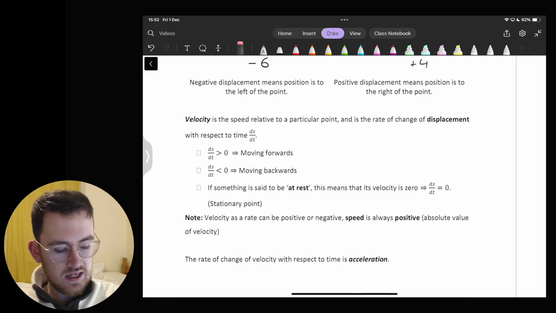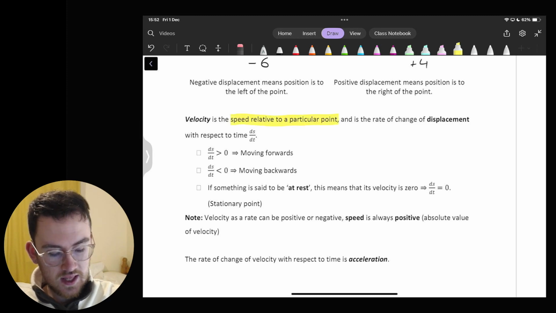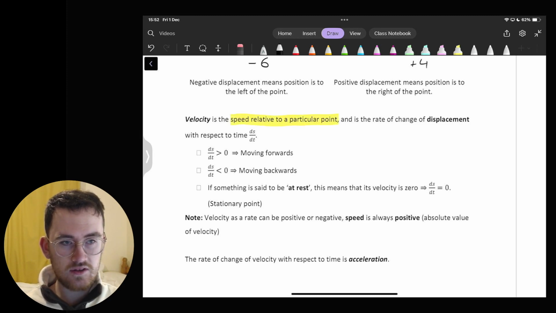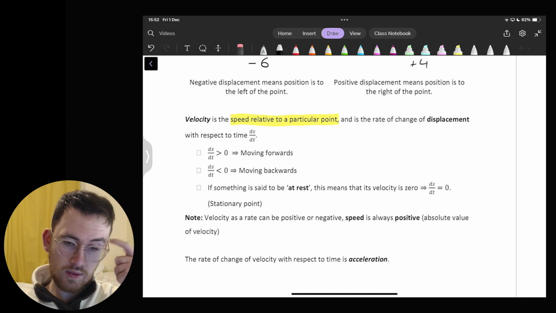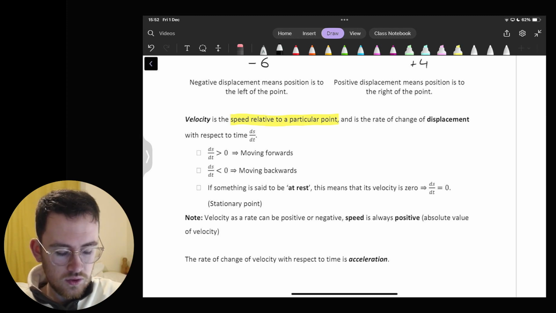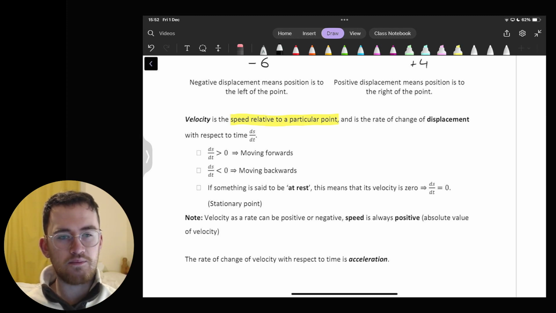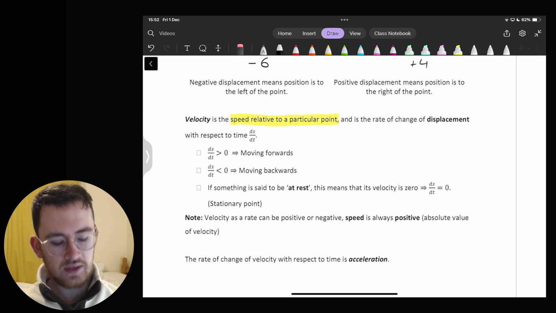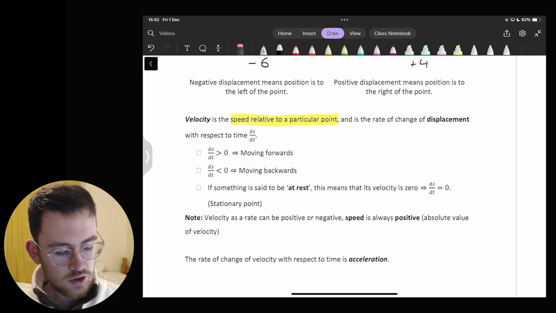Velocity then is speed relative to a particular point. So kind of different: speed is an absolute value, and velocity again could be positive or negative. If we're moving forwards, our velocity is positive. If we're moving backwards, our velocity is negative. Noting as well, if something is said to be at rest, then that means its velocity is 0, or the derivative of displacement would be 0.